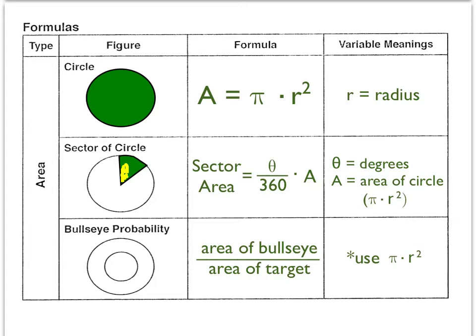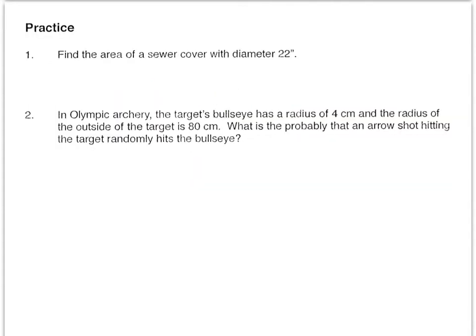And then for the bullseye probability, you simply need the area of the bullseye, or the smaller circle that I'm coloring in yellow, divided by the area of the entire target, which would be the area of the larger circle.